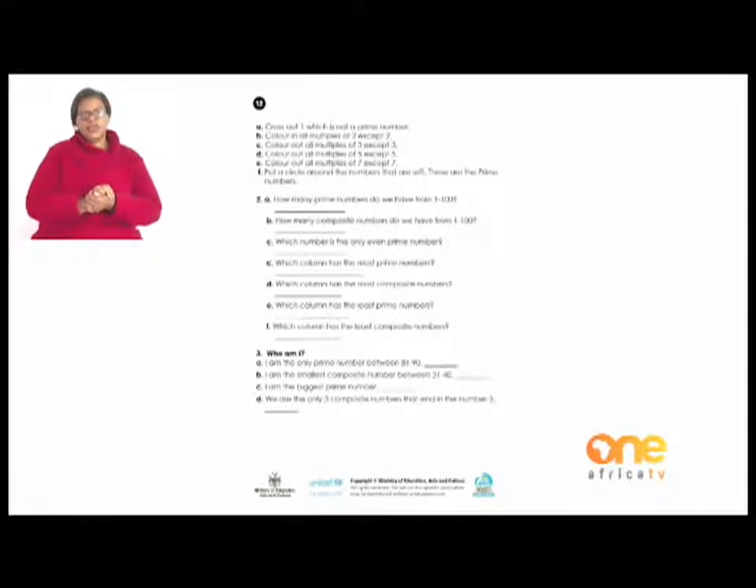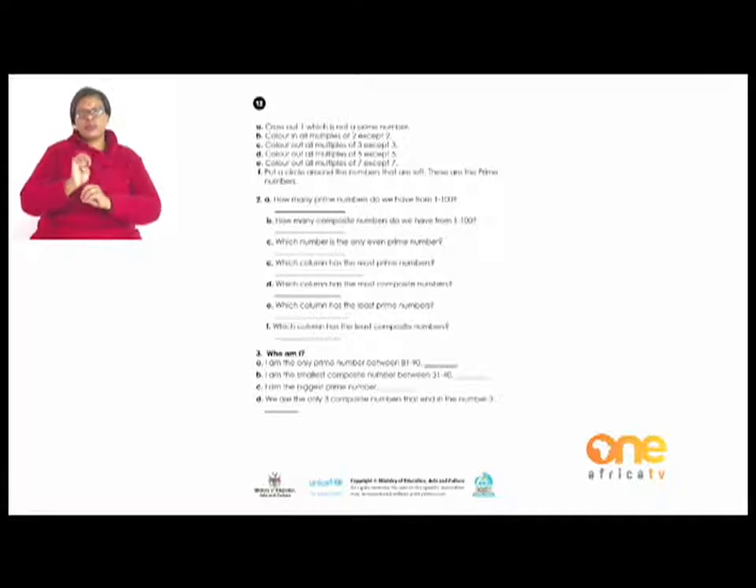Now, once you are done, at least up to E, you're going to notice certain things. You will notice that some numbers are colored and some numbers are not colored. So what does that mean? All the numbers that are not colored, they are your prime numbers. And if we look at question F, it says, put a circle around the numbers that are left. In other words, those numbers that are not colored, put a circle around them, in other words, encircle them, because they will be your prime numbers.